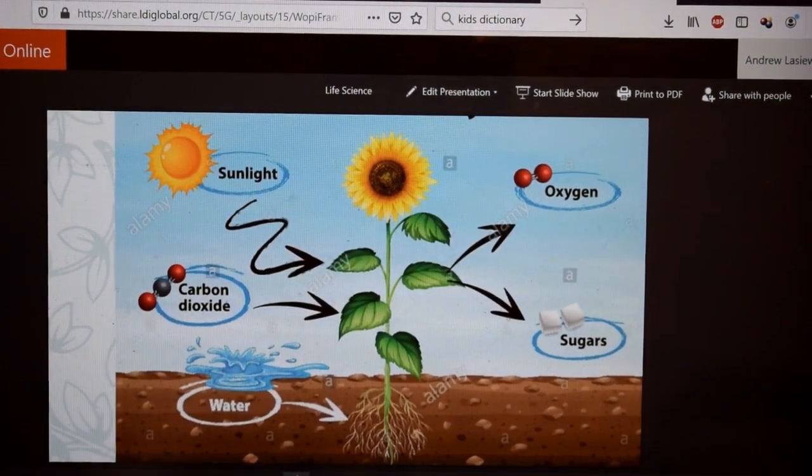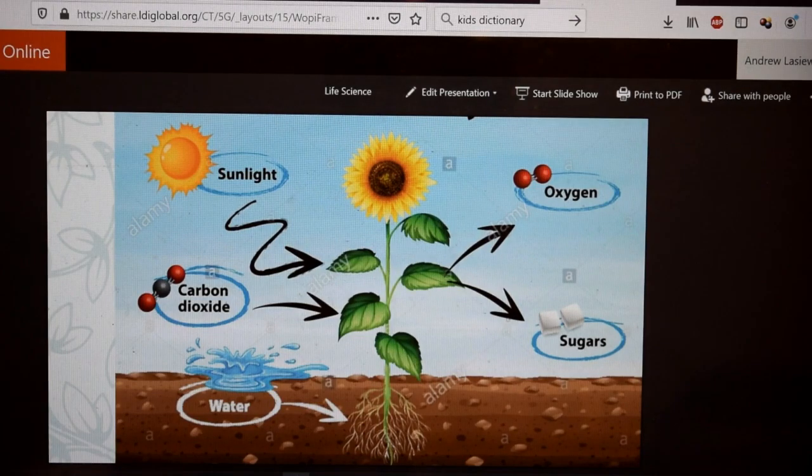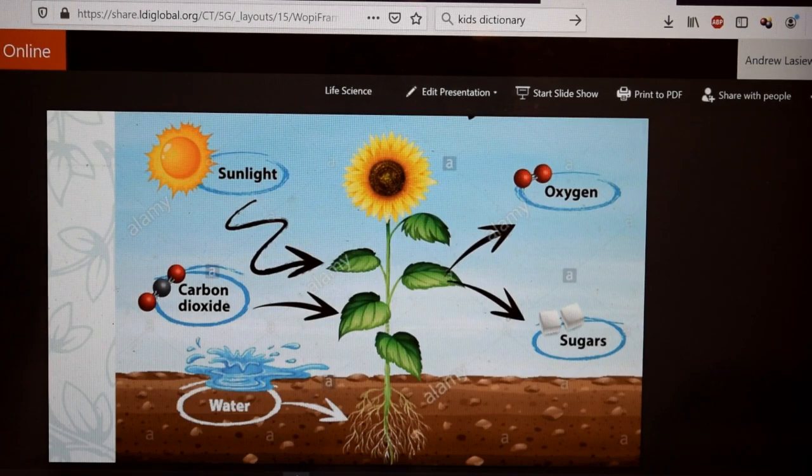So to answer our question, how do plants get energy and how do they use it? Plants get energy through the process called photosynthesis, in which they collect sunlight and convert it. First they combine it with carbon dioxide and water and convert it into sugars and oxygen. And it uses those sugars to grow. That's how plants get and use energy.